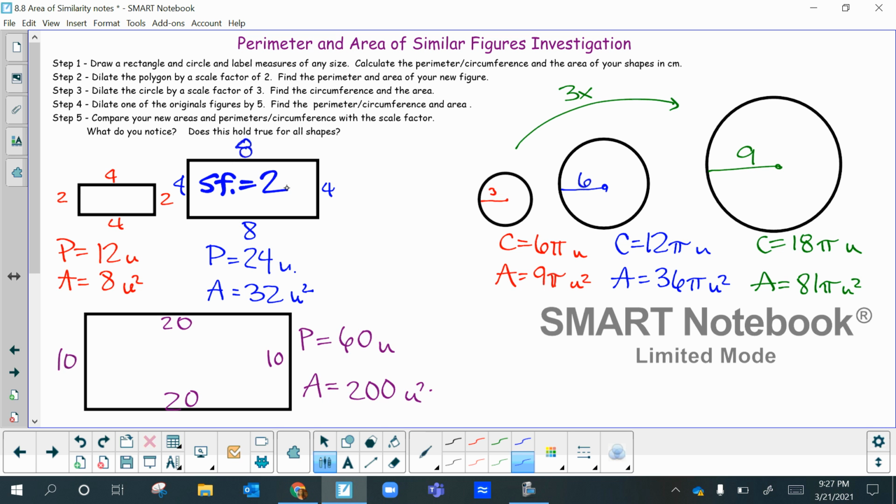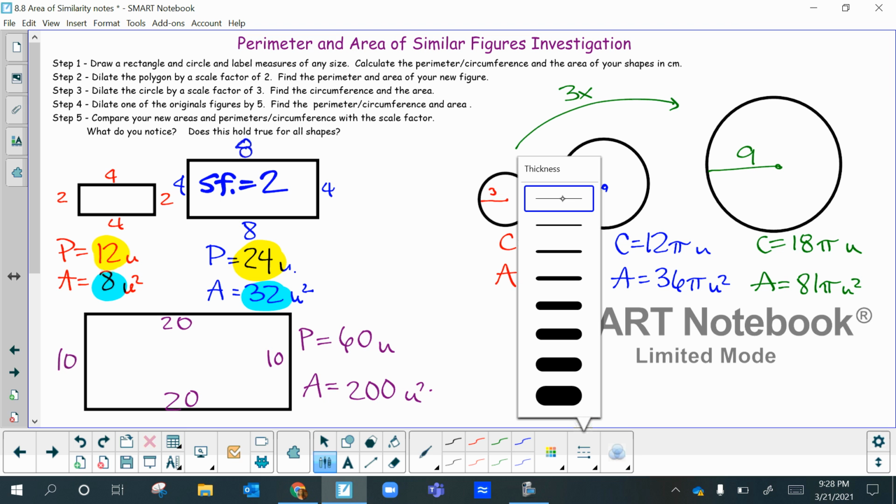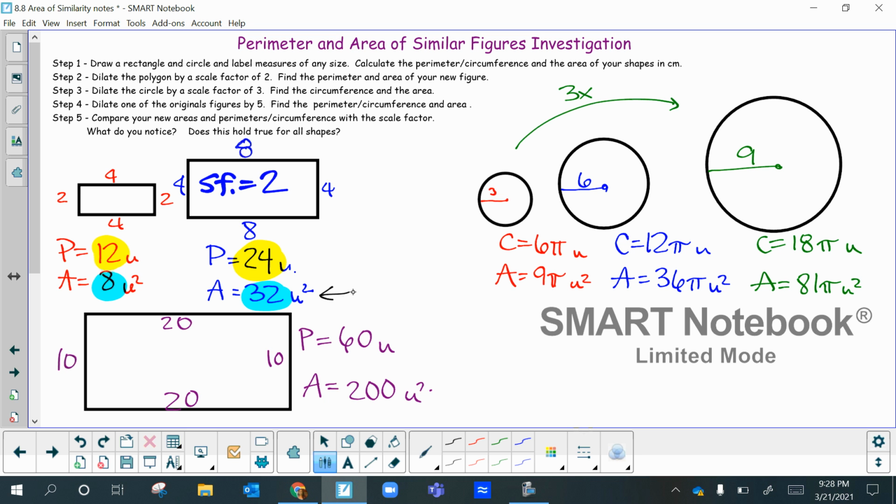Okay, if you notice, I'm going to highlight the perimeter of our new one. It got 2 times bigger. So the perimeter has the same exact scale factor of 2. However, this area did not get 2 times bigger. The area, which is in units squared, got 4 times larger. So your area scale factor, so to speak, is not 2 anymore. The area scale factor is 4. Okay, so let's talk about that here in a second.